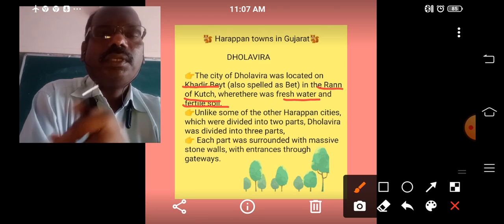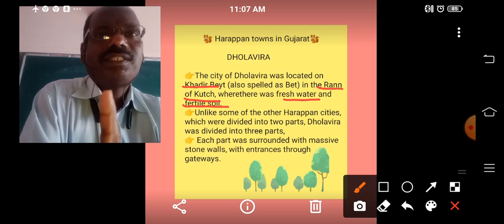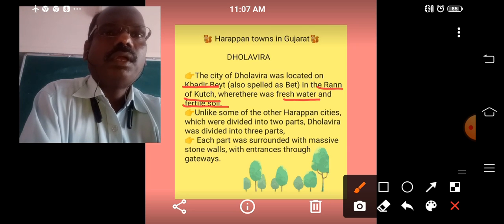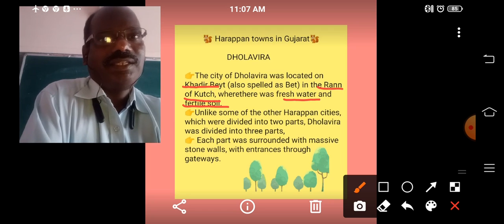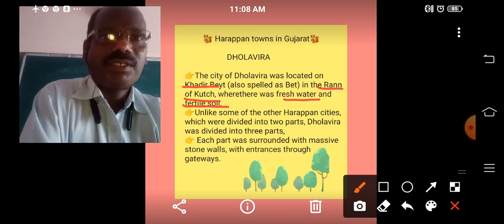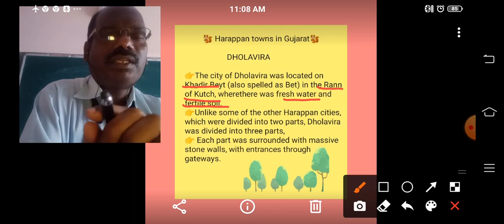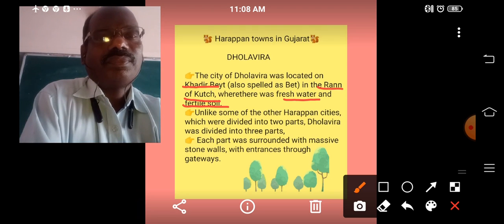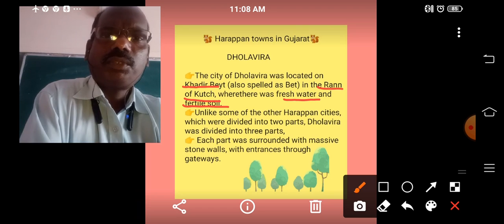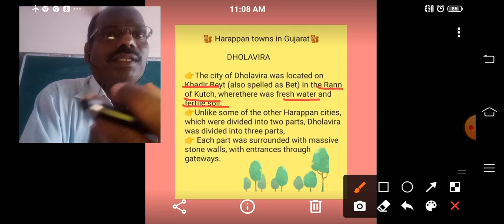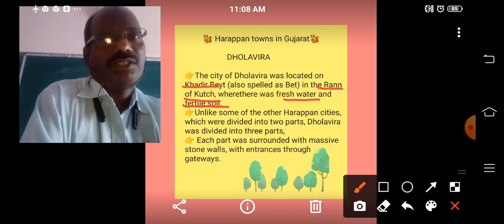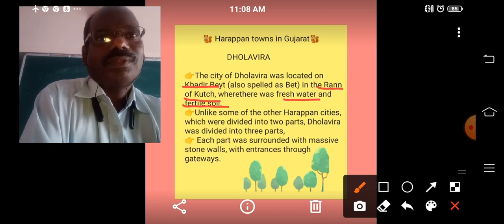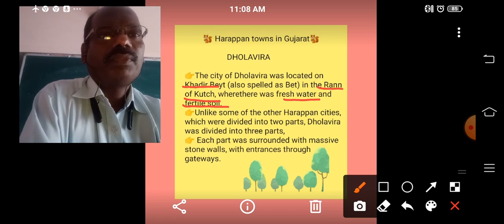Children, you know that in this region there is something different from other Indus sites. That means between the other Indus cities and Dholavira, a few differences are there. The rest of the things are the same, that's why we are looking only at the differences. Okay, what is the first difference?